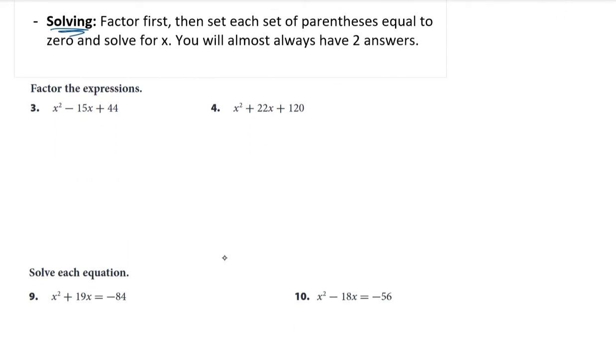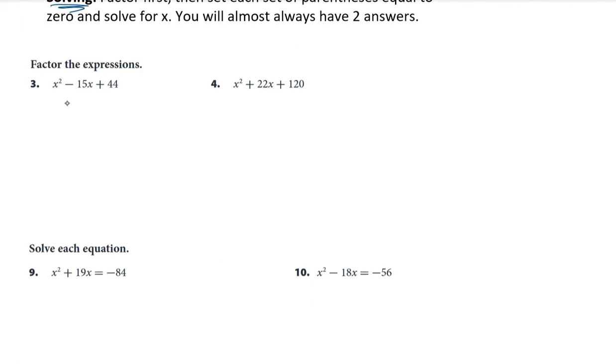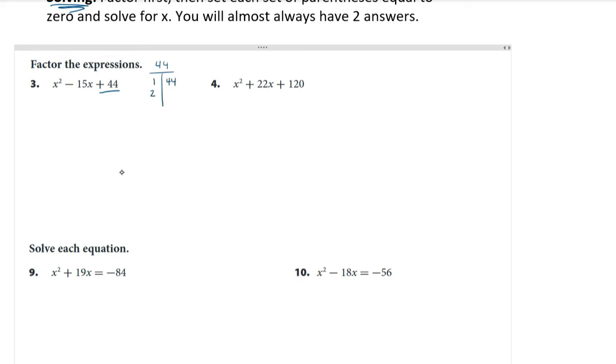The rest of the video is just going to be me solving some examples for you. So for number 3 here, first of all, we look at C, which is positive 44, and we want to list the factors of 44. You can just make yourself a little table out to the side. So 1 and 44, 2 and 22, 4 and 11. Those are our factors.